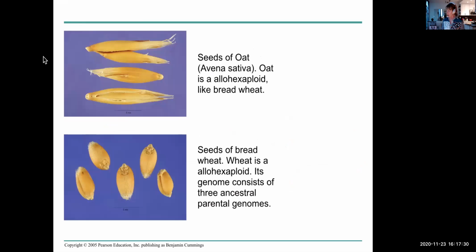So for example, oat, it's induced, or not induced, but selected. Oats are allohexaploids. Wheat is also an allohexaploid.